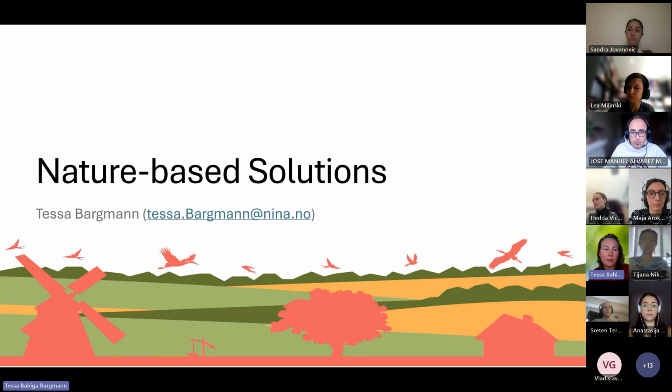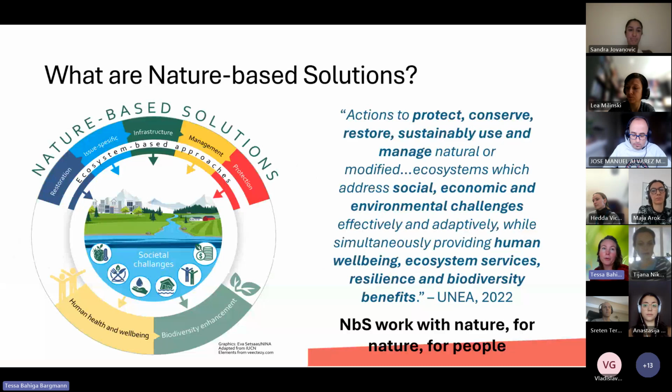Again, a more theoretical background. So what are nature-based solutions? That's a question I get quite a lot, and there is a nice definition by the UNEA. It's a very heavy definition. I'm just going to read it slowly, because it's one of those definitions where every word is important.